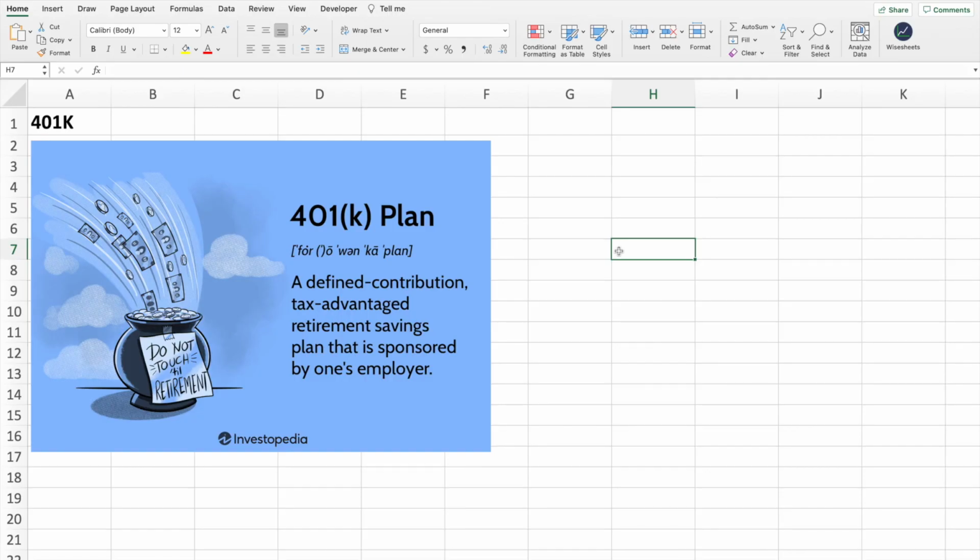Okay, so to start off, we're gonna talk about what a 401k plan is. A 401k plan is a defined contribution tax advantage retirement savings plan that is sponsored by your employer. And I'm gonna give you more details as to the different types of 401k plans that you can have and what this means in terms of actual dollars and cents.